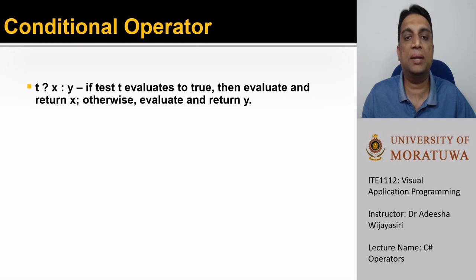The conditional operator, also known as the ternary conditional operator, evaluates a Boolean expression and returns the result of one of the two expressions. The condition expression must evaluate to true or false. If the condition evaluates to true, the consequent expression is evaluated and its result becomes the result of the operation. If the condition evaluates to false, the alternative expression is evaluated and its result becomes the result of the operation.